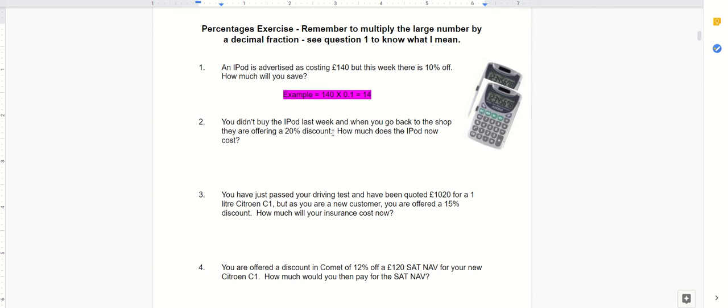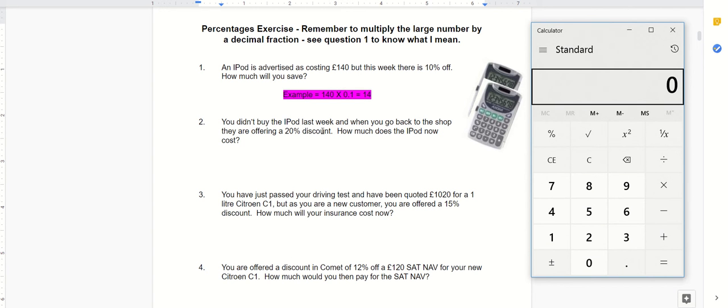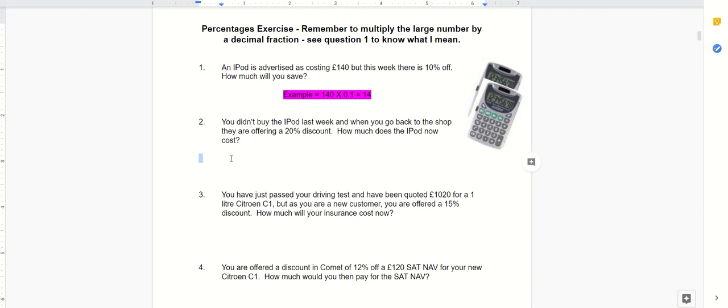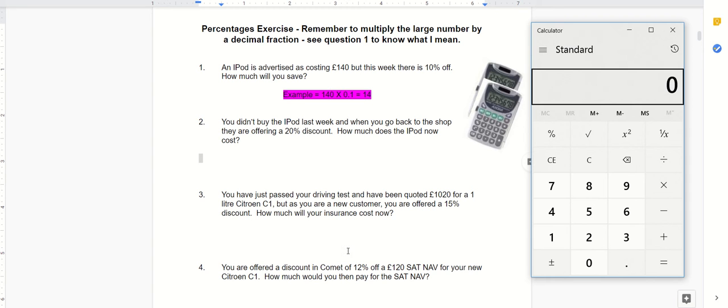So if you didn't buy the iPod last week, when you got back to the shop, they were offering a 20% discount. How much does the iPod now cost? Right, so we're not working out what the 20% off is, like we did above. We're working out what the cost is minus 20%. So what's 100 minus 20? It's 80. And 80% as a decimal fraction is 0.8. It's really straightforward. So the iPod is £140. That's a really good deal in today's money.